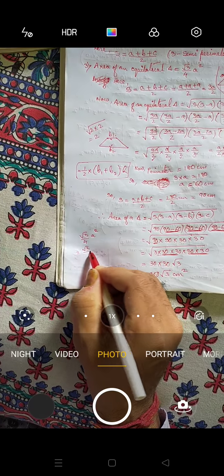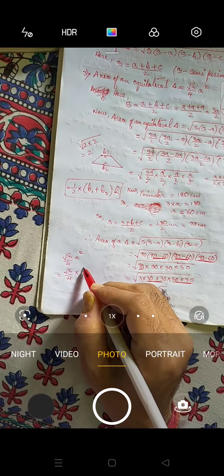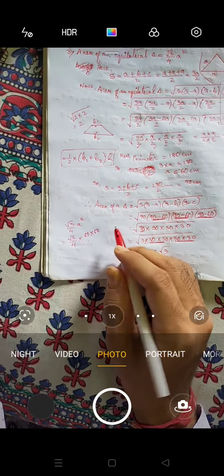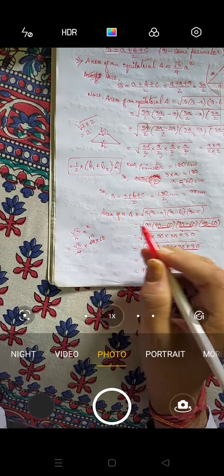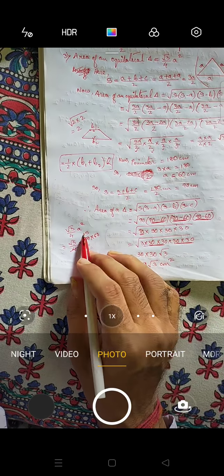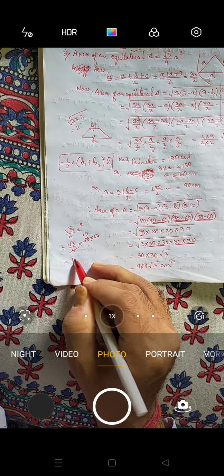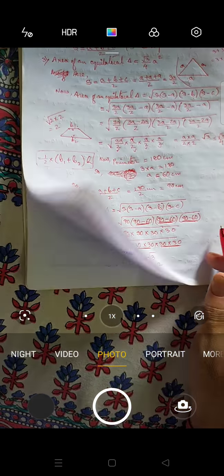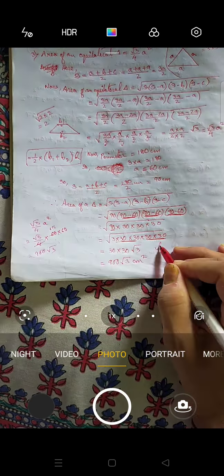Root 3 by 4, a means what? Side. Side of an equilateral triangle was 60. So can we say 60 into 60? Now if we cancel this one, then this will be 4, 4 ones are, and this is 4 ones are and 5s are, correct? Now 15 into 60, it will become 900. 900 root 3. So just see, you are getting 900 root 3 here as well as here also. But in the question it was said that you have to use Heron's formula. That's why we have applied this. Otherwise we could have done with this also. Okay.